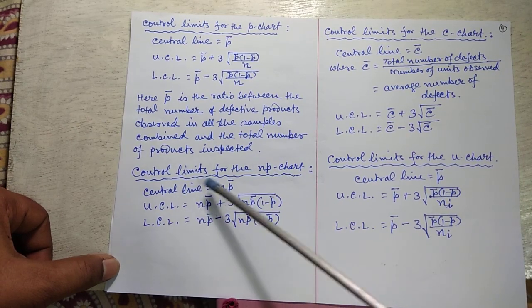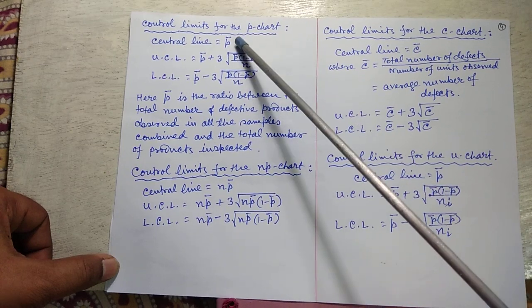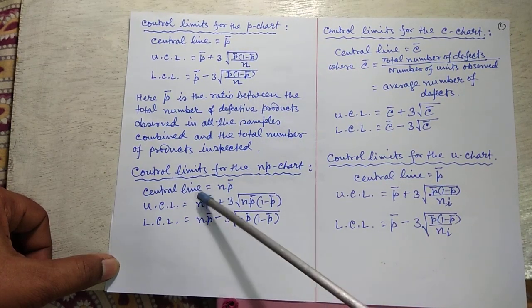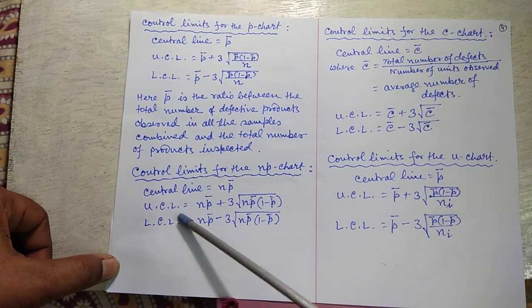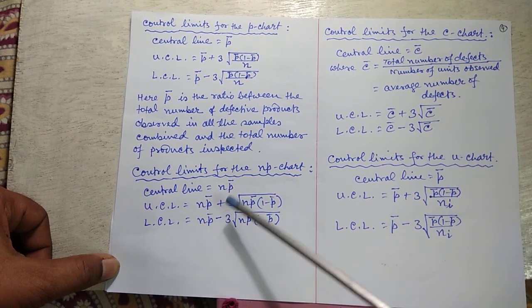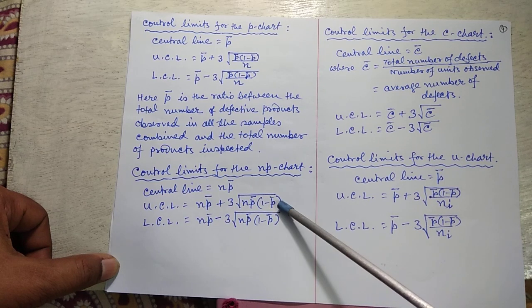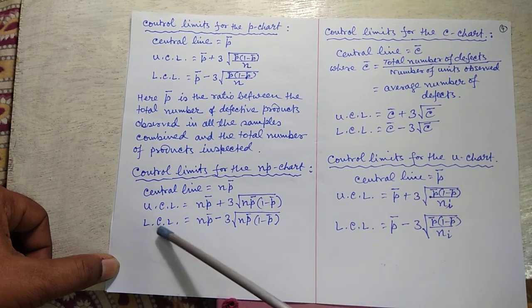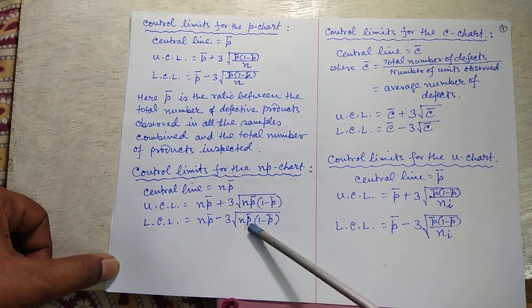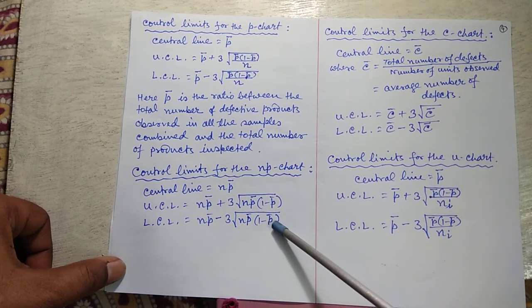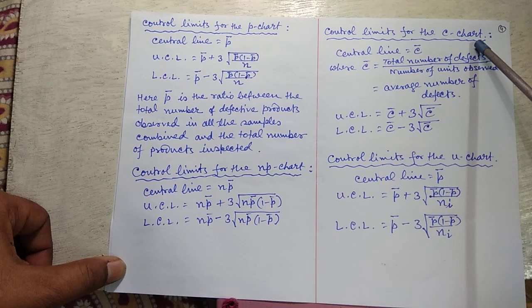Now control limits for the NP chart. Central line equals n P bar. Here P bar, only P bar, but here we have to multiply by the sample size, that is n P bar, and upper control limit equals n P bar plus 3 into root over n P bar into 1 minus P bar. Clear? And lower control limit equals n P bar minus 3 into root over n P bar into 1 minus P bar.